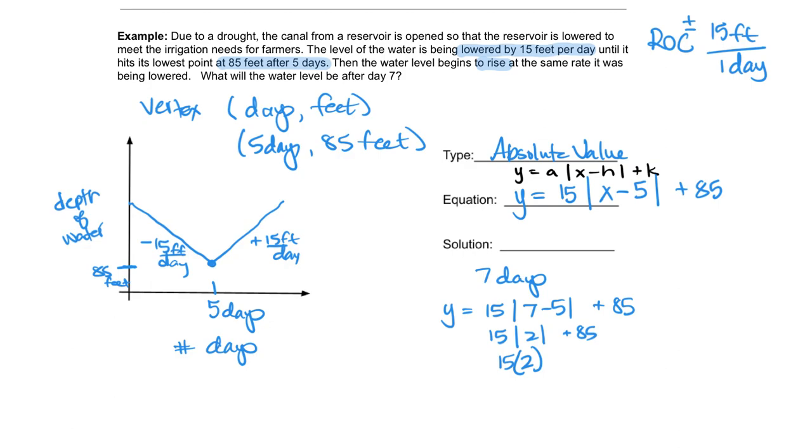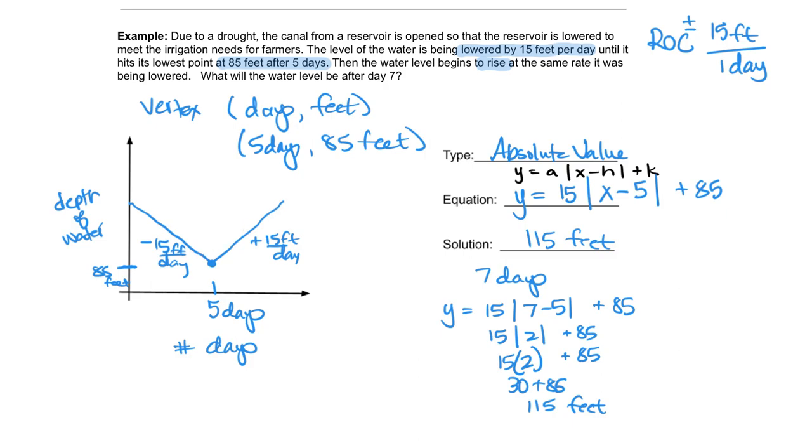That becomes 2, and once we evaluate the absolute value, we can replace our absolute value brackets with just regular parentheses, and that's multiplication. So this would be 30 plus 85, or 115 feet, because that is the depth of the water after 7 days. So 115 feet. Looking at where that would be, it would be above 85. That makes logical sense with our little sketch here.